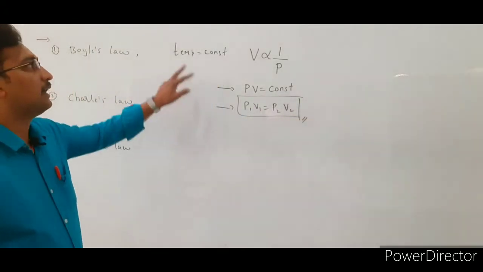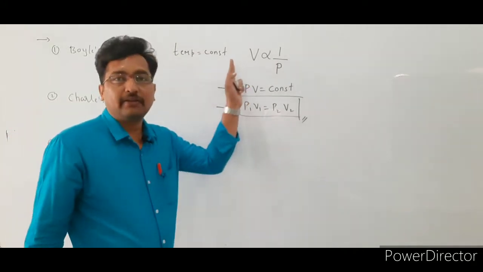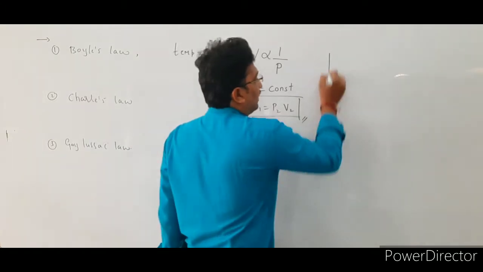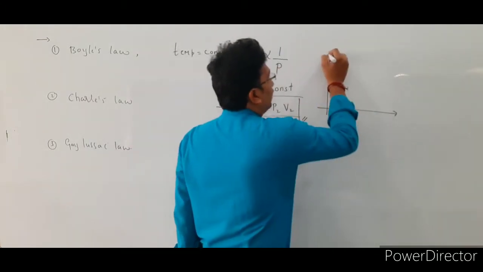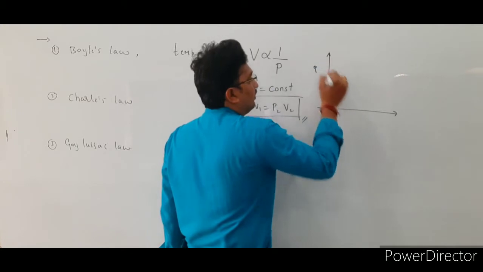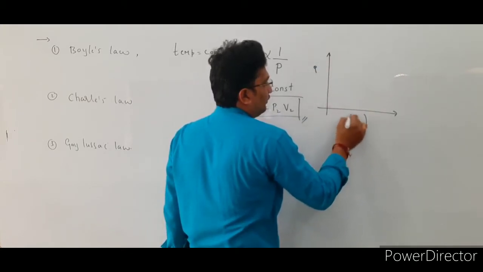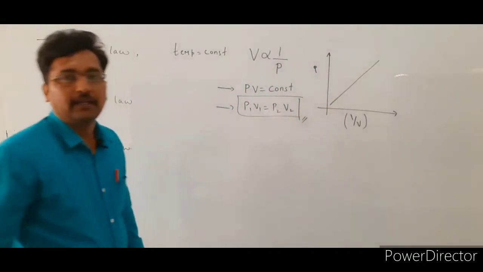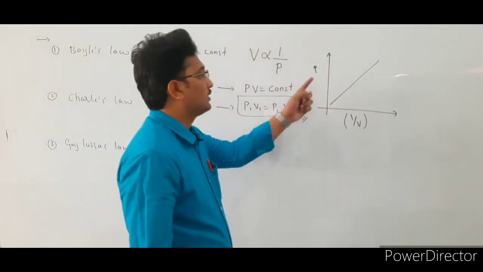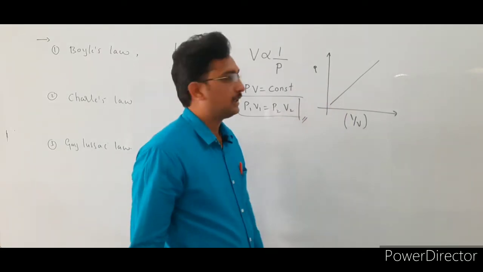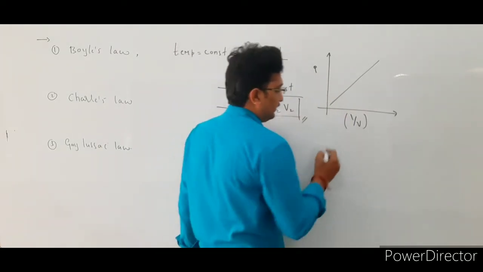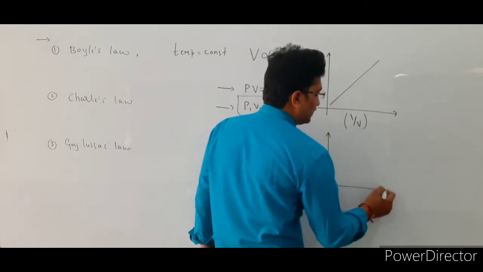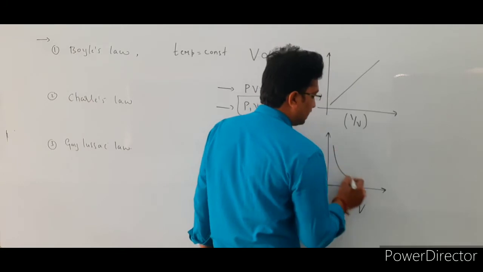At a constant temperature, the volume of a given mass of a gas is inversely proportional to the pressure. If you draw the graph of pressure versus 1 by volume, in that case the graph is a straight line. And if you draw the graph of pressure versus volume, in that case the graph is like this.